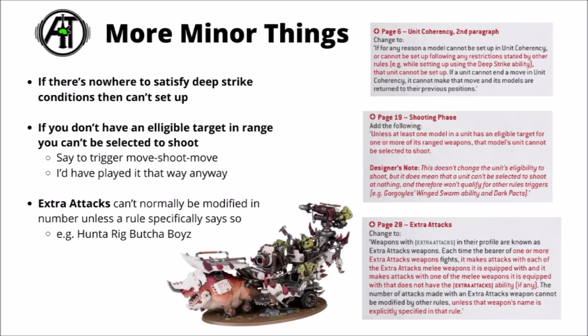If there's nowhere that satisfies the deep strike conditions, then the models can't be set up. Again, makes sense on that one. If you don't have an eligible target in range, then you can't select a unit to shoot. I guess that shows that you can't just try and select a unit to shoot, even if you've got no targets to trigger something like the Gargoyles move shoot move.